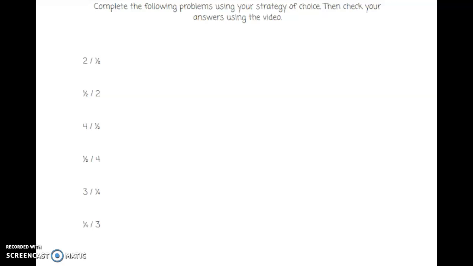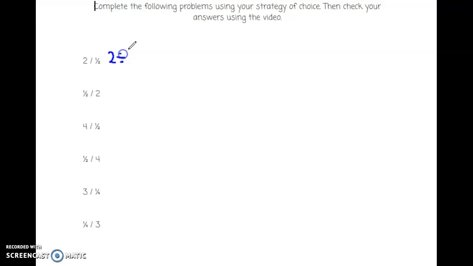Graders, welcome. We're going to go over your problem strings today using the strategy of your choice. Remember, this backslash right here means division. If you're not done, you can pause the video and go through your answers before I give you the answers.